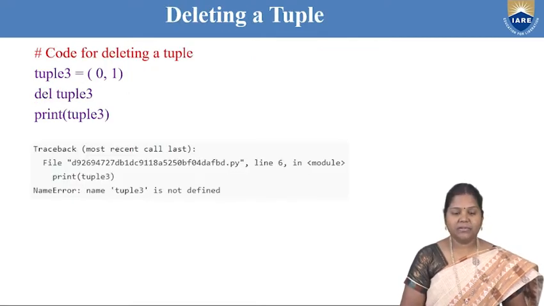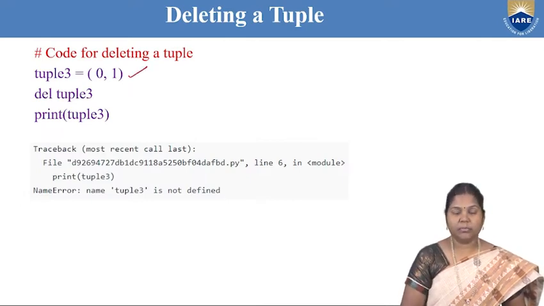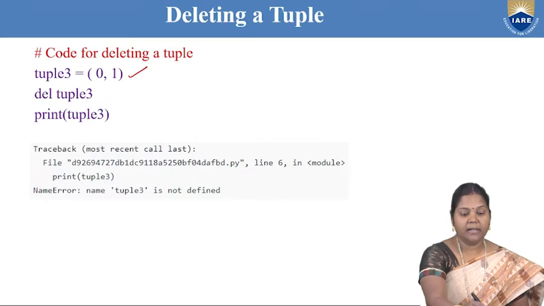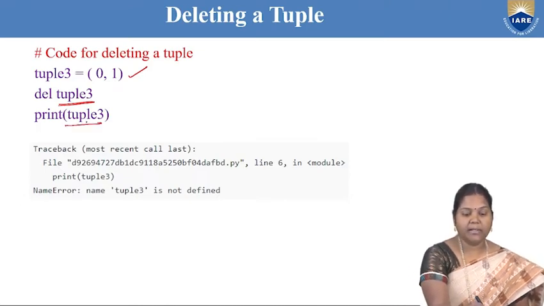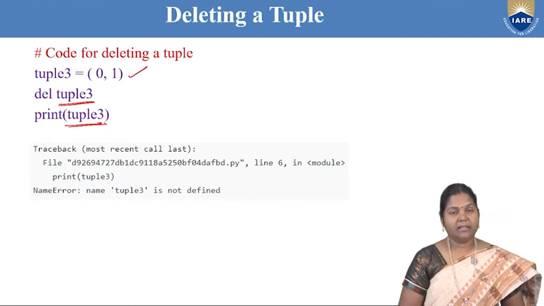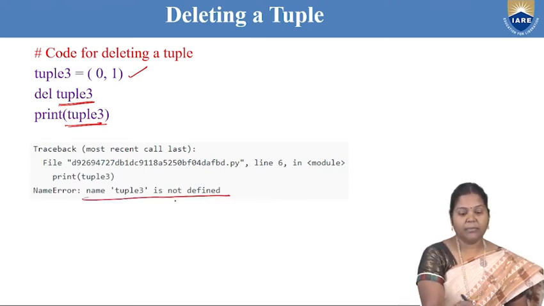Now next concept is how to delete a tuple. To delete a tuple, the del keyword is available. Suppose there is a tuple 3 equal to 0, 1 and you simply write del tuple 3. The del keyword will simply delete the tuple from your system. If you try to print it again, print tuple 3, that means the tuple 3 object is not defined, so you will get an error. What type of error are you getting?